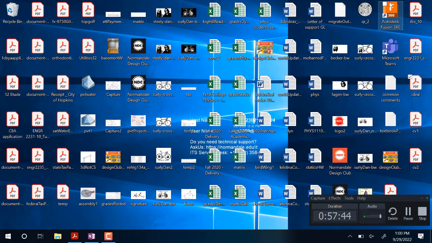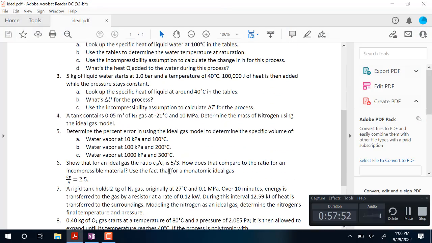All right, so now number 6. That's a really quick one. Okay, so show that for a monatomic ideal gas, the ratio of Cp to Cv is 5/3. Use the fact that Cp over R is 2.5. So for an ideal gas, one of the things that we're given is that Cp is equal to Cv plus R.